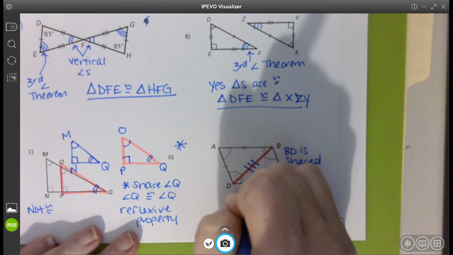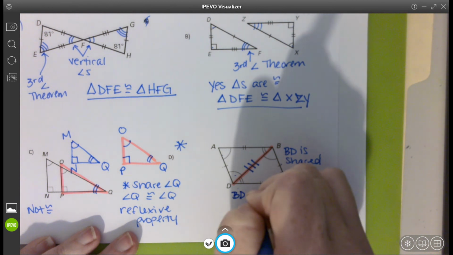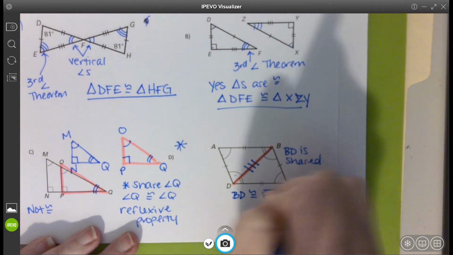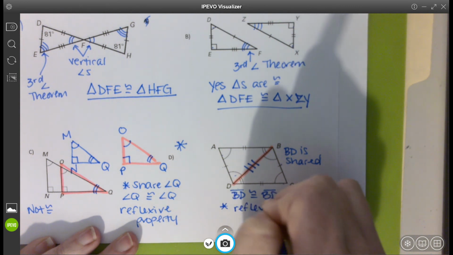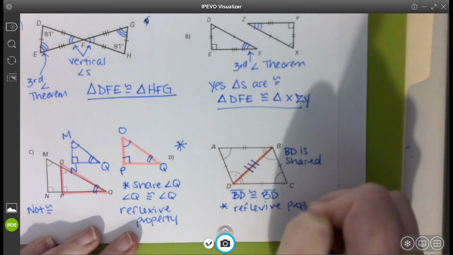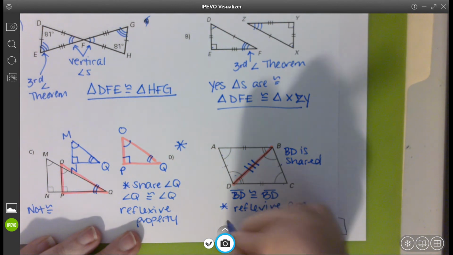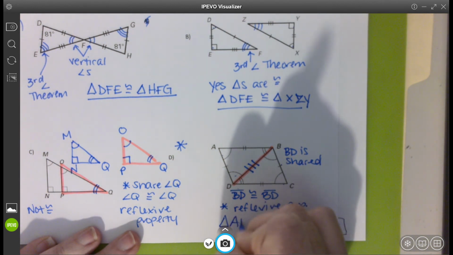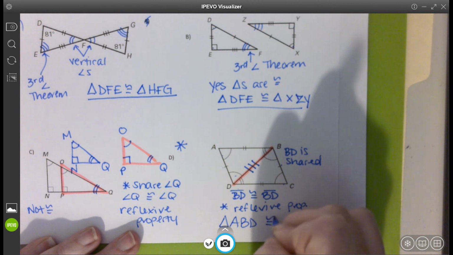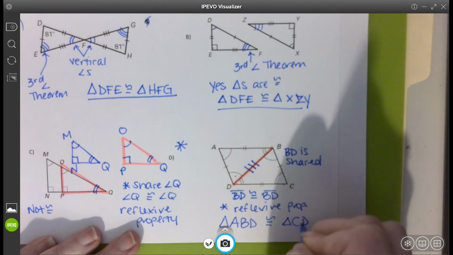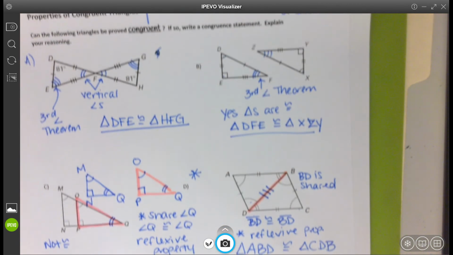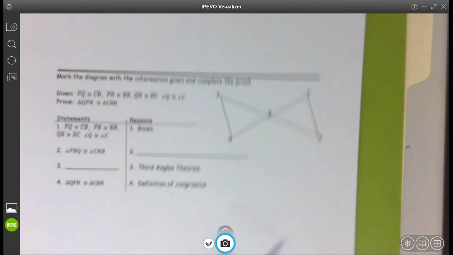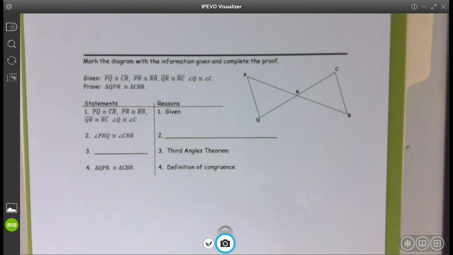And what that statement would look like, because I marked it off, is BD is congruent to BD. And the reason to support that is our reflexive property. So I can now say that triangle ABD is congruent to triangle CDB. Okay, so again, every marking needs to be justified. All right, so we are going to look at a proof together. And then you're going to try some on your own.